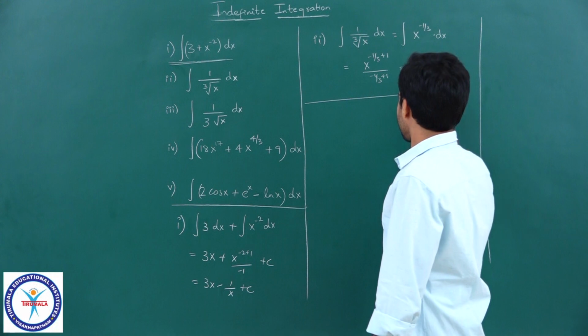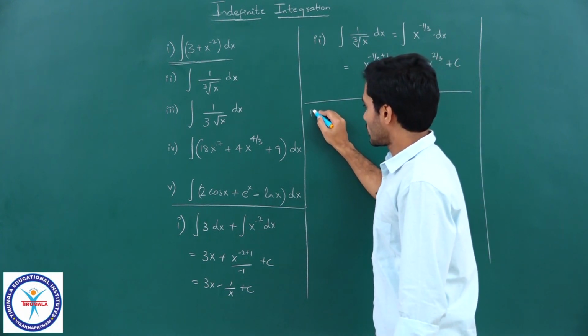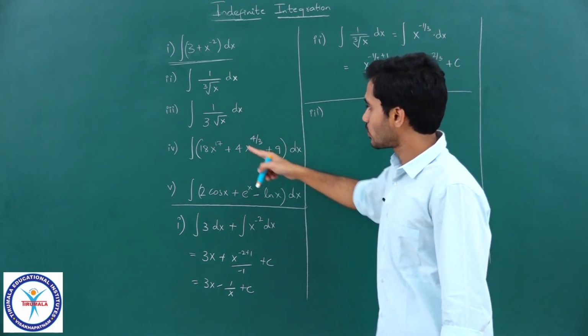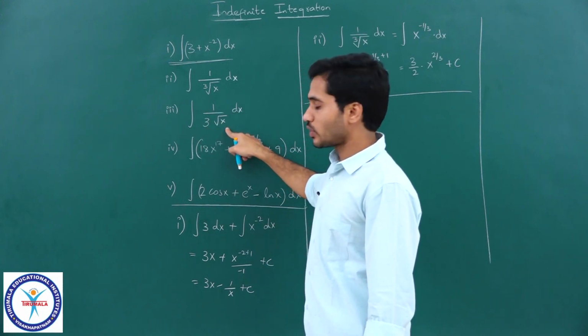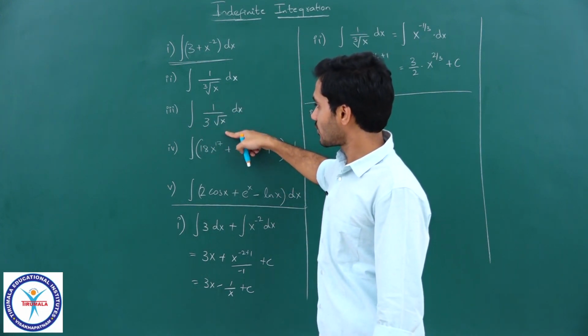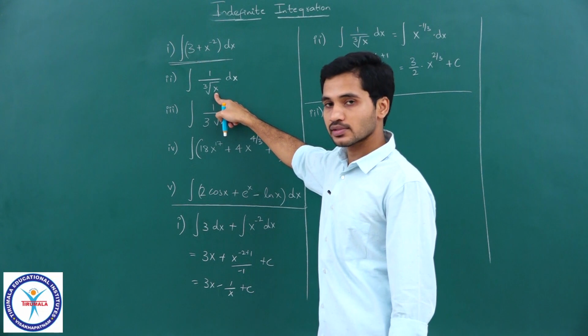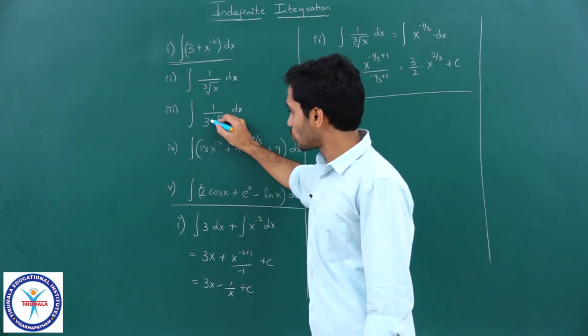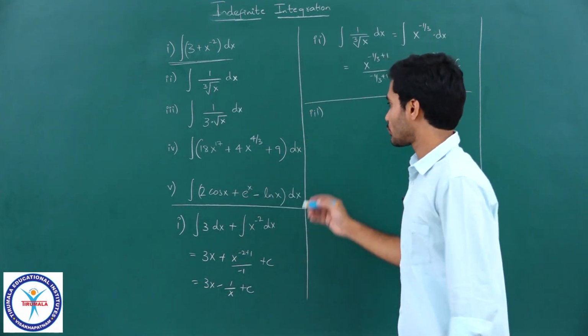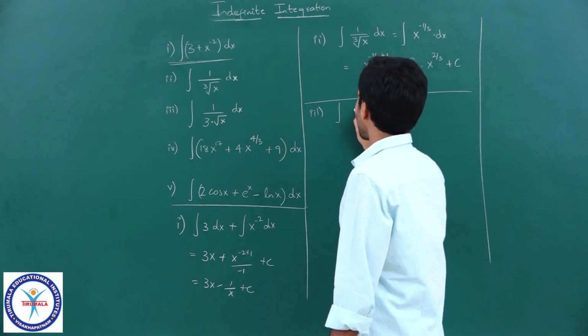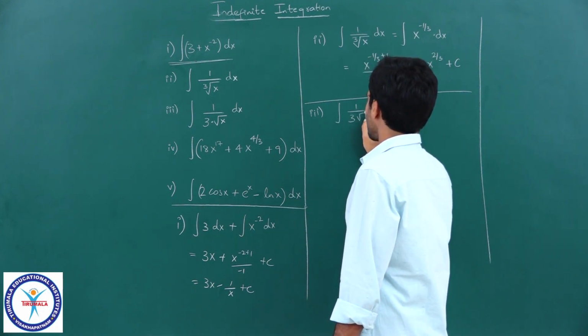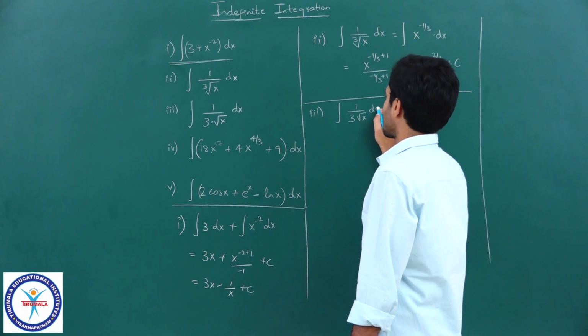Okay. Then next one, the third one. What is the third one? 1 by 3 root x. Please observe these two are different. This is cubed root x, right. This is 3 into root x, clear. Okay, let us do that. The integral of 1 by 3 root x dx.